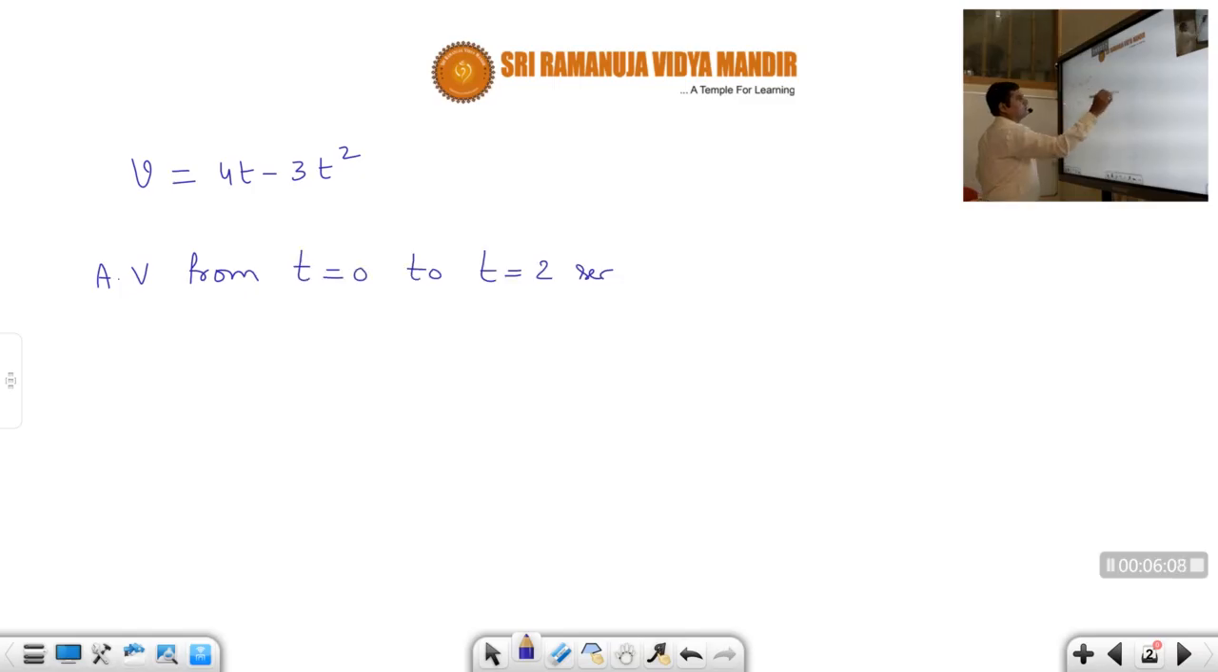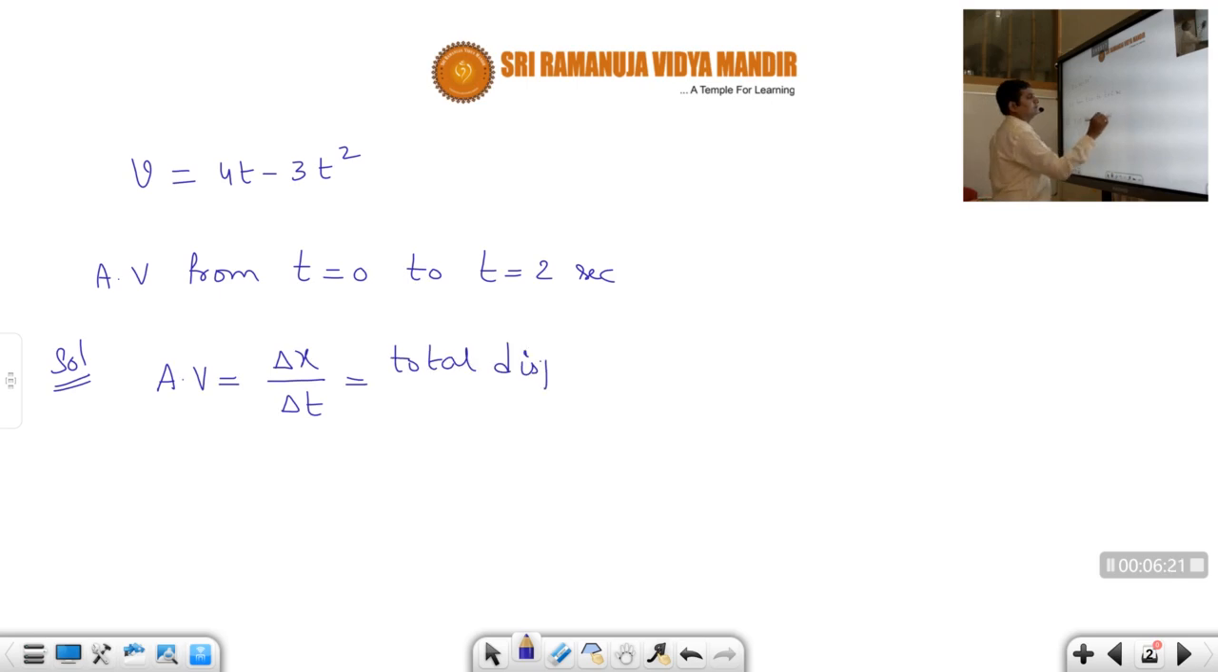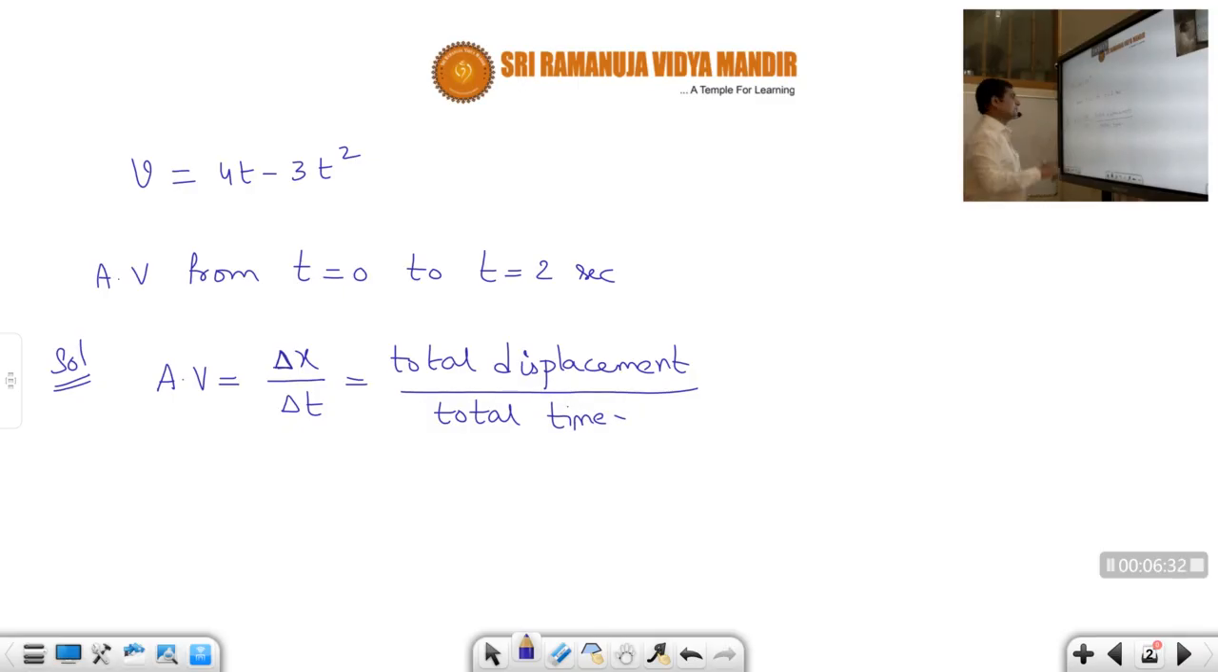Okay, students. So now we know what is the formula for the average velocity. Average velocity is equal to total displacement delta x divided by delta t. Total displacement divided by total time. That is the formula for the average velocity. Delta x means displacement. X means position. Please remember, students.